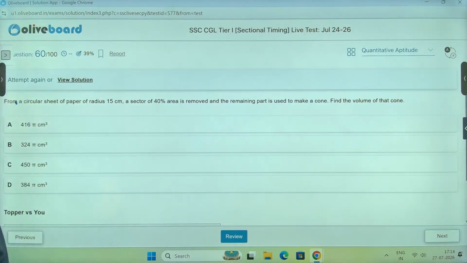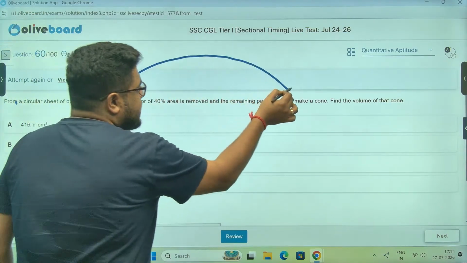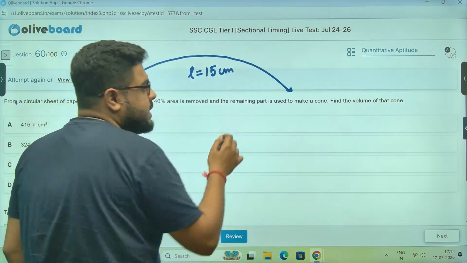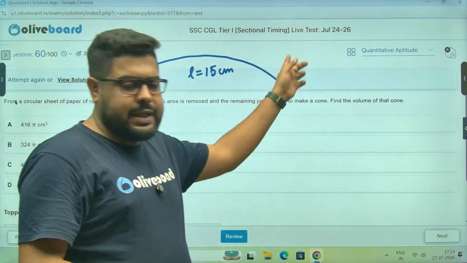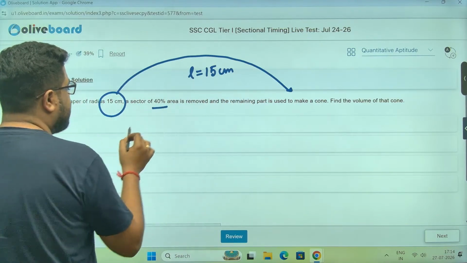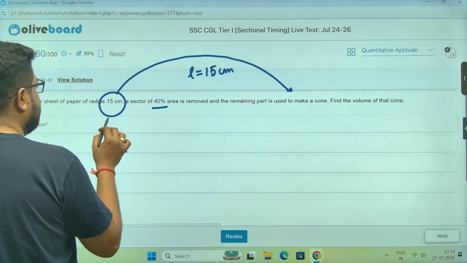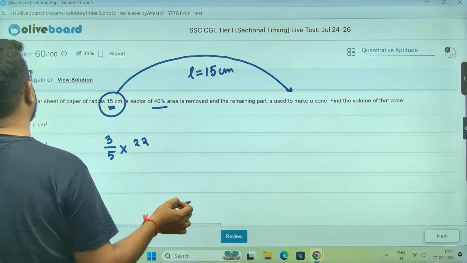From a circular sheet of paper, 40% is removed. The remaining part is used to make a cone. Achha, sir, in this situation, the radius becomes the slant height of the cone, because if you cut it, form it and roll it, this length will become L. Achha, 40% gone, meaning 60% of the area is remaining. 3/5 of the area of the circle with radius this, meaning 22 by 7.